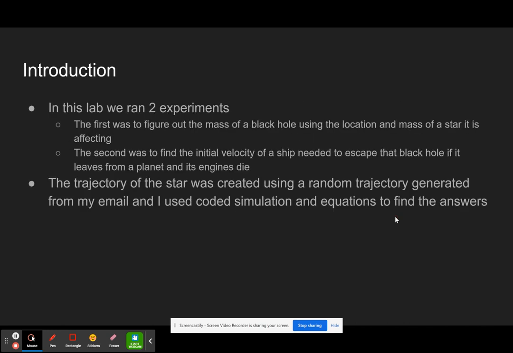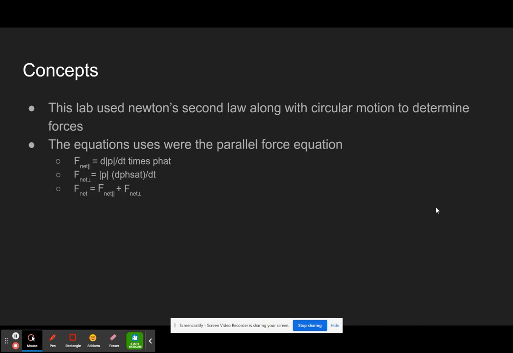So the introduction: this lab consists of two experiments. One is using the location of orbit and mass of a star to find the net force of the black hole on the star, which you will then use to find the mass of the black hole. And the second was using the mass of that black hole to find the velocity needed of a ship launching off a planet to escape the black hole's orbit without crashing into it. Then the trajectory of the star was made using random number generation.